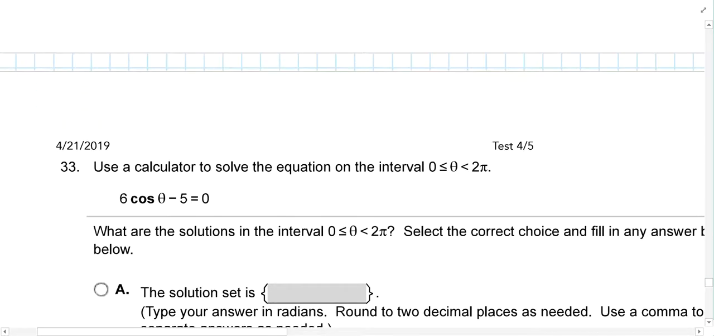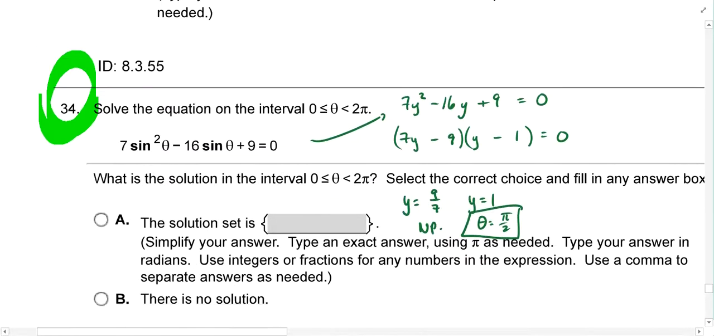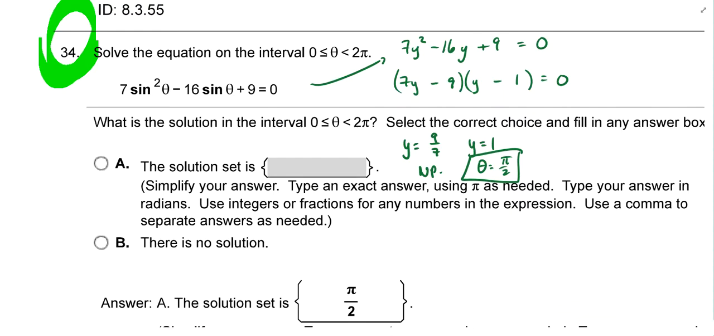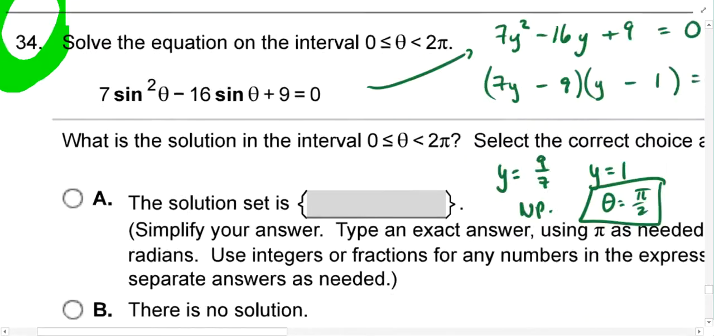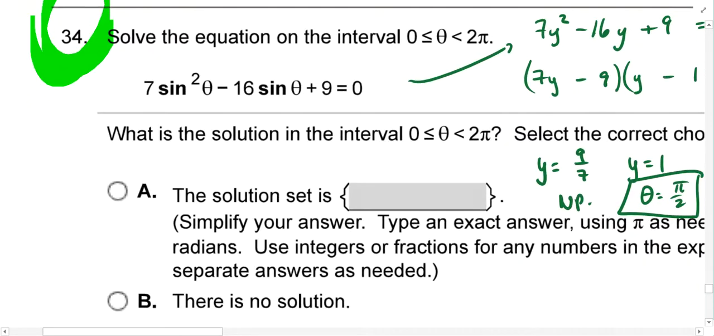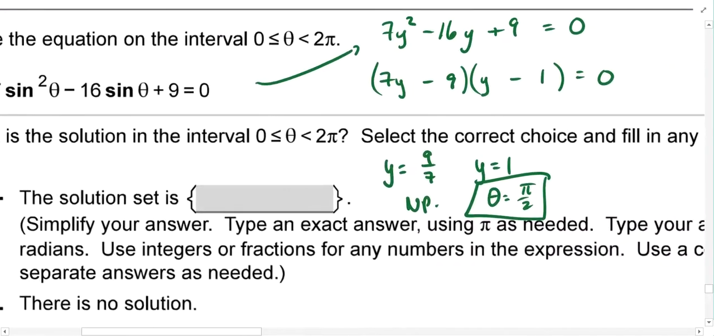A lot of these are very much the same, so I'm skipping ahead. And that brings us back to a couple more problems where we're solving an equation inside of a unit circle. Remember that some of these that look like quadratic expressions very easily can be solved using quadratic techniques.